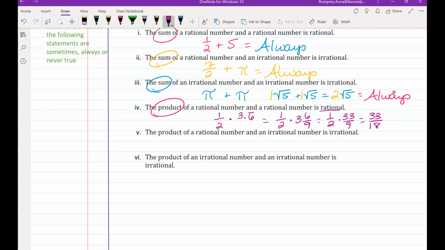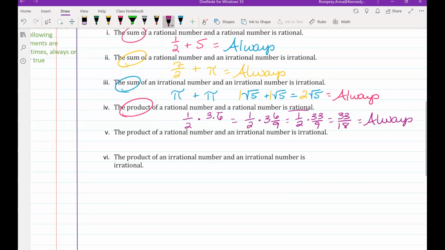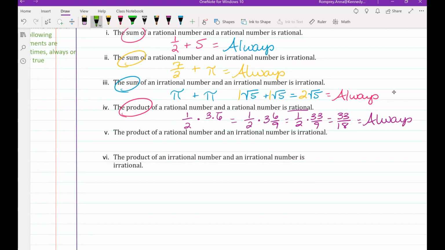So I took a nice rational number and then I tried to think of a funky rational number. The only real funky one is those repeating decimals. But again, they can be written as fractions, so we're going to end up with a fraction. A little bit messier, but still. All right, we got another always. Something's got to change eventually. I hope I didn't just pick all examples that are always.